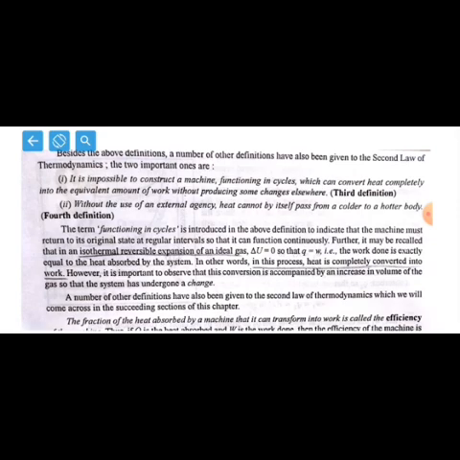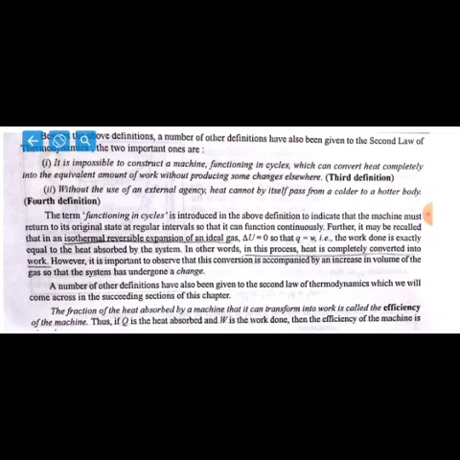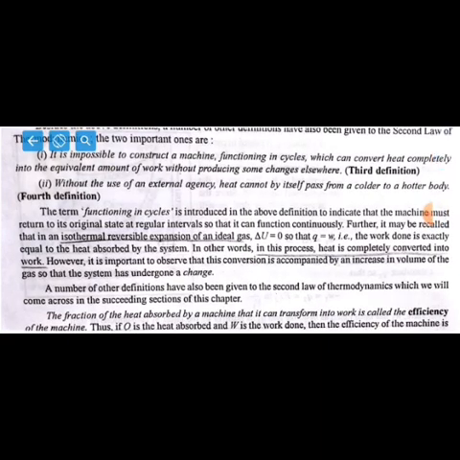Further, it may be recalled that in an isothermal reversible expansion of an ideal gas, delta U is equal to 0, so that Q is equal to W, that is, work done is exactly equal to the heat absorbed by the system. In other words, in this process, heat is completely converted into work. However, it is important to observe that this conversion is accompanied by an increase in volume of the gas so that the system has undergone a change.